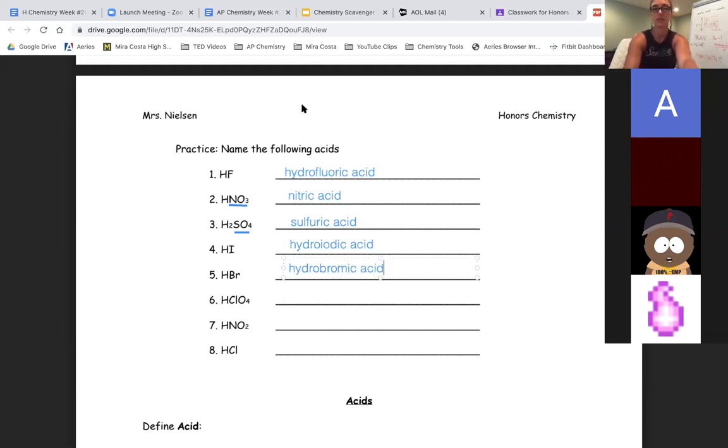Next one, I spot a polyatomic ion. There's my polyatomic ion, ClO4. What's the name of that? It's perchlorate. So perchlorate, you change the ate to ic, and it becomes perchloric acid. You guys try the last two on your own while I get my child in on a Zoom session.